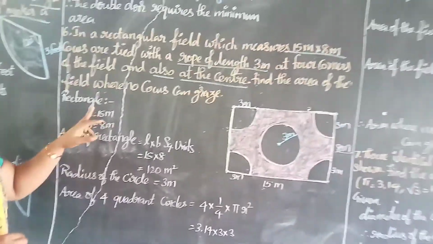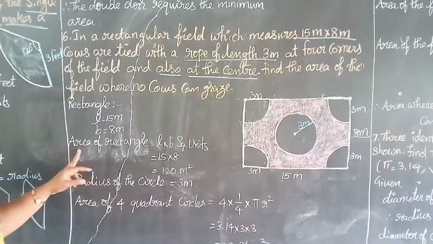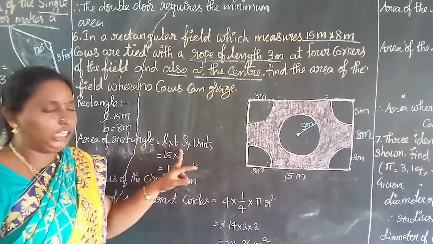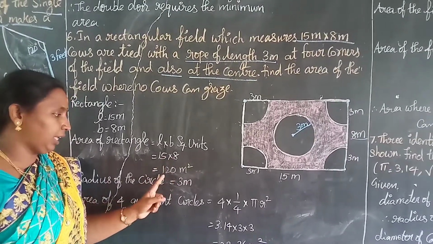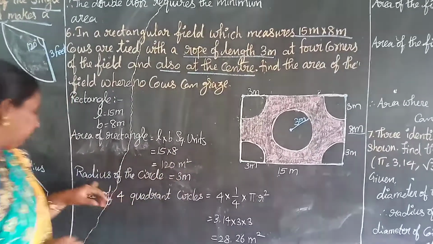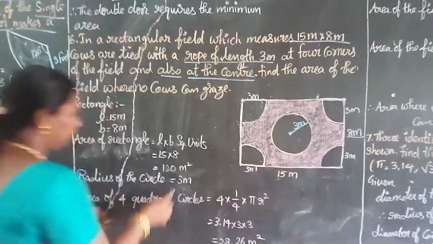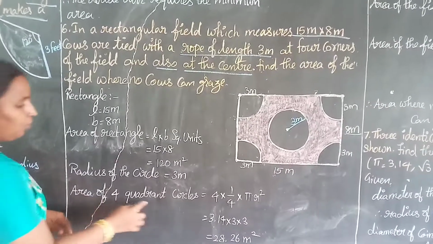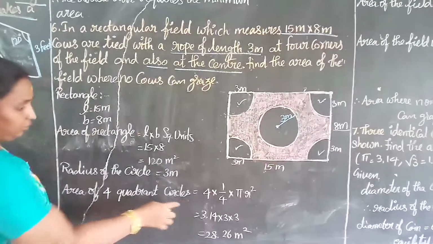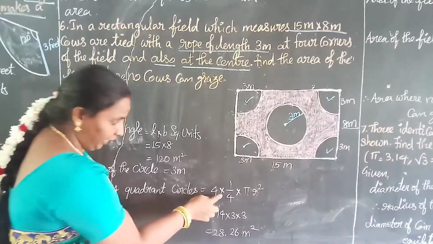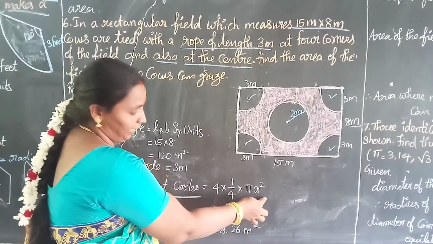For the rectangle, the length is given as 15 meter and the breadth as 8 meter. So the area of the rectangle, what is the formula? L into B square units. Substitute the values: 15 into 8. 15 eights are 120 meter square. Next, move on to this. The radius of this circle is 3 meter. So the area of the 4 quadrants of a circle: first I am going to find these 4 quadrants. So 4 into, what is the area of a quadrant of a circle? 1 by 4 into pi r square.